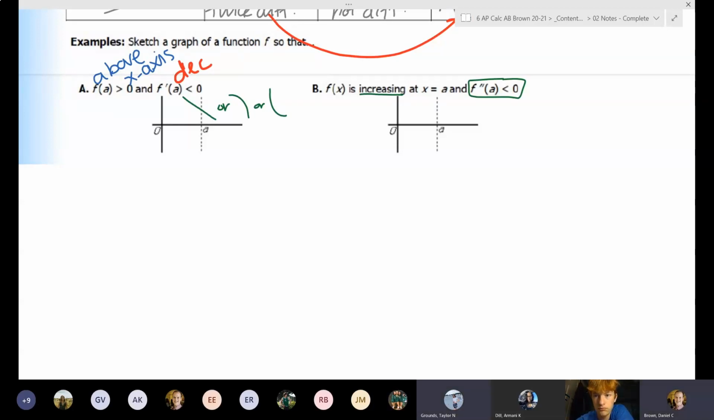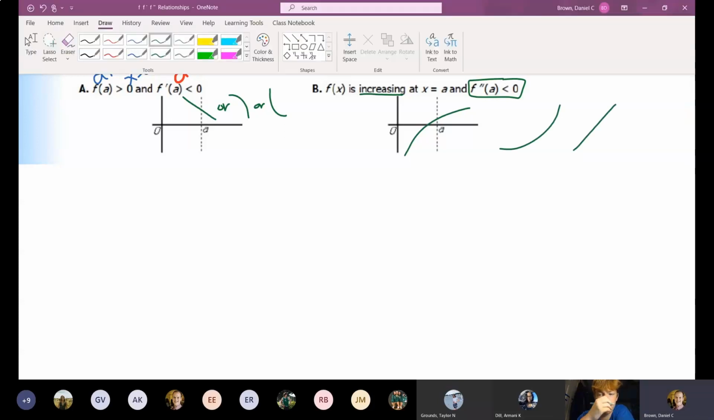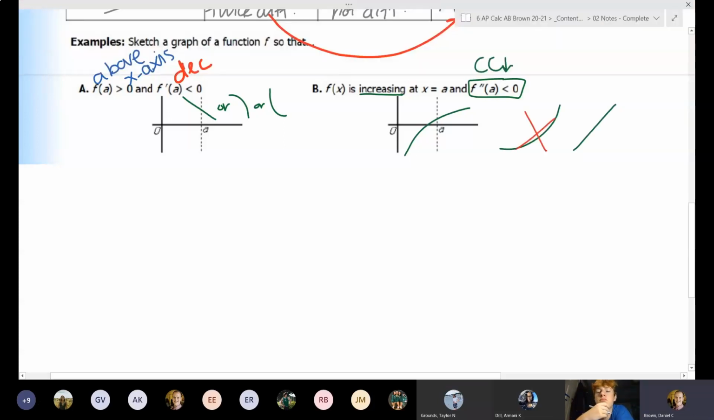Concave down. So concave down, remember, is going to be like an umbrella shape. So I want to draw an increasing graph that looks like part of an umbrella. It doesn't say whether it's above or below the x-axis, so it doesn't matter. So I'm going to just draw an increasing function that looks like an umbrella. Notice I wouldn't want to draw it going this way or straight up because those would not have a concavity that matches what's being asked for.